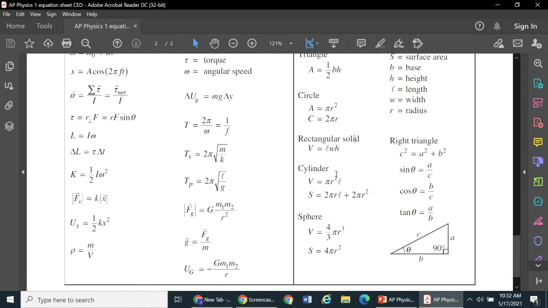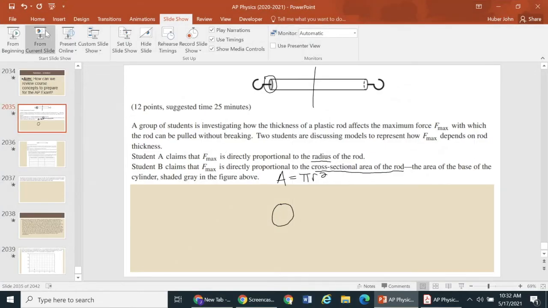You got volume equations for a rectangular solid, a volume of a cylinder, a surface area of a cylinder, although that's never really going to come up, and then volume and surface area equations for a sphere. And of course, you got your business about the right triangles here. Just keep that in mind.